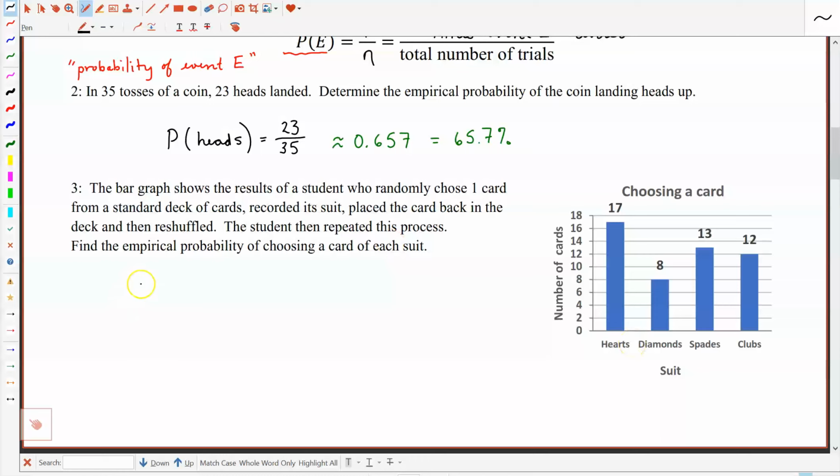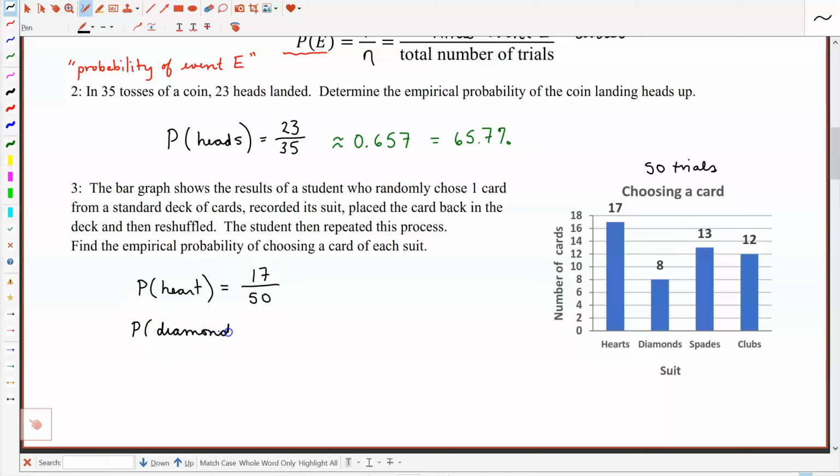Okay, so first let's find the probability of getting the suit of hearts. The first thing we're going to need to determine is how many times this experiment was run. So it looks like I have 17 outcomes here, 8 outcomes here, 13 here, and 12 here. Okay, so there are going to be 50 trials of this experiment that was run. How many times the experiment was run is in the denominator of the fraction, and then the numerator will be how many times this particular event occurred. So hearts occurred 17 times. And then this fraction cannot be simplified, so I'm just going to leave it like that.